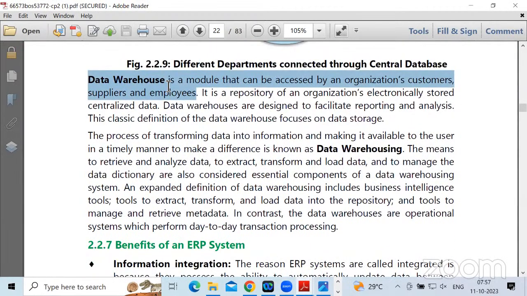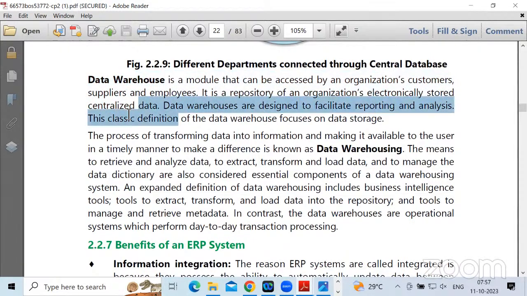Right. Next item is data warehouse. A data warehouse is nothing but a repository, a collecting point where all the data are stored in a centralized manner.